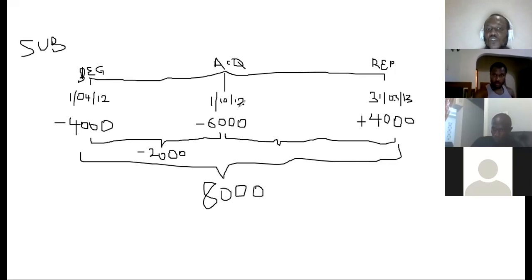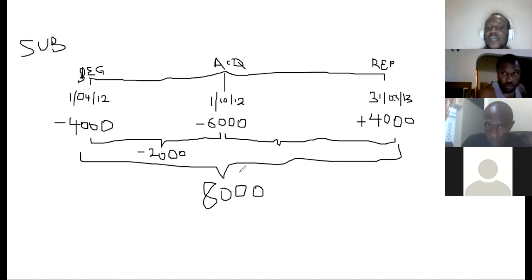October, at the date of acquisition, that is by 1st October, they had made -2 added to the -4 that they started with. So much so that they would have -6 at the date of acquisition. And then, in another way, they now told us that they made 8,000 for the whole year.